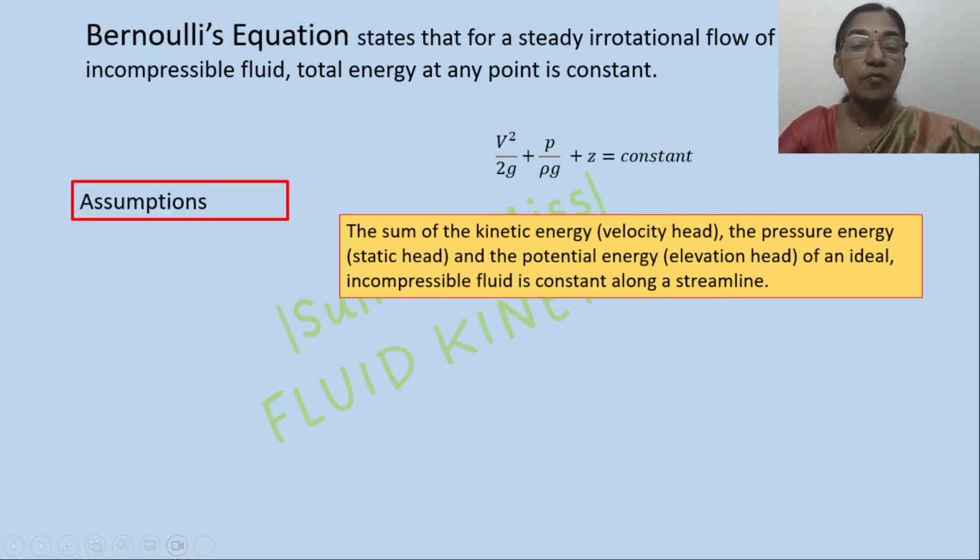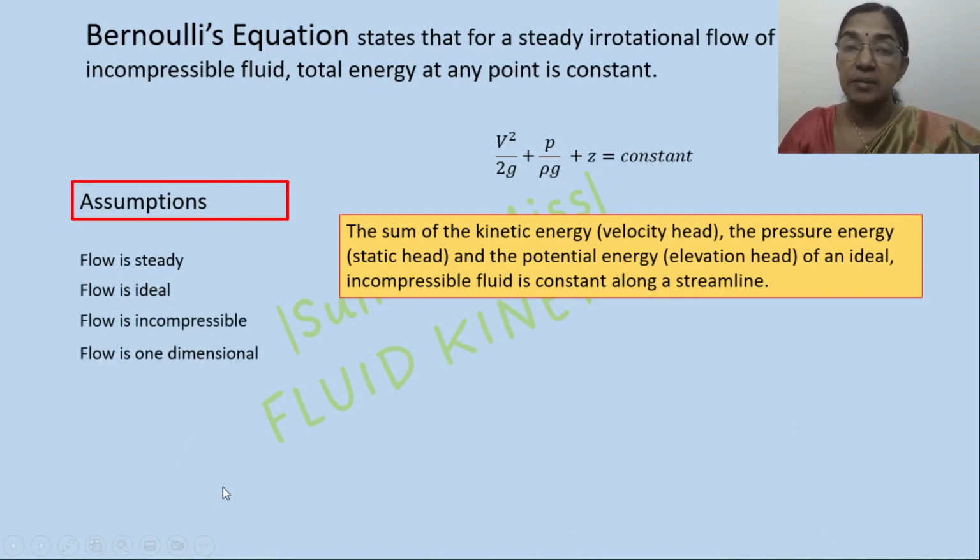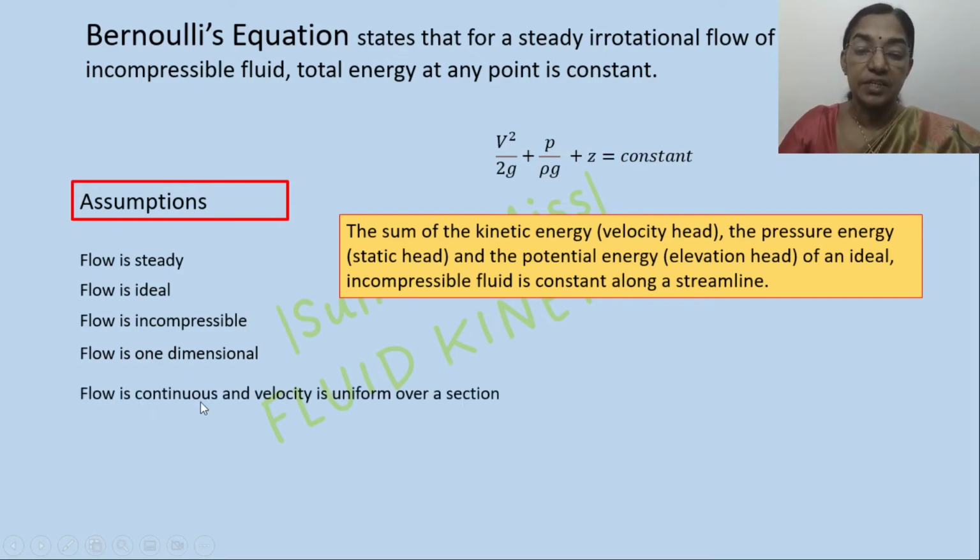They are: flow is steady. That is, flow and fluid properties are constant with respect to time. Next, flow is ideal. That means there is no viscosity, that means there is no shear force or frictional force. Now flow is incompressible. That means density is constant. Flow is one-dimensional, so this equation is valid along a streamline. So for a streamline, this total energy is a constant. Flow is continuous and flow is uniform over a section.